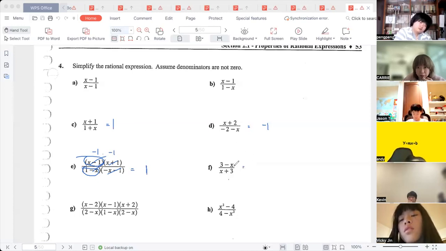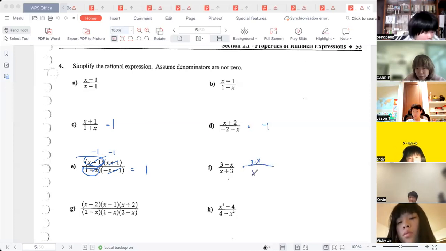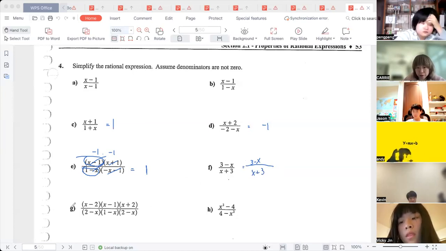Okay, so 3 minus x and x plus 3. This one, can we do it? That's the final answer, okay? So 3 minus x over x plus 3. There's nothing to be eliminated. You cannot do anything. Okay, give you some time to do G and H, okay?